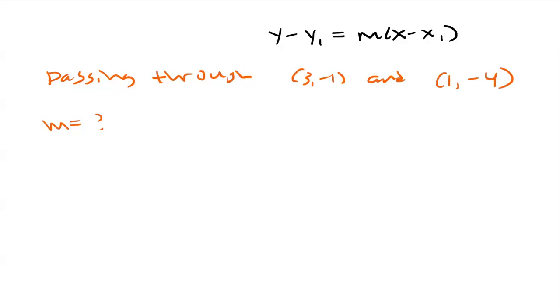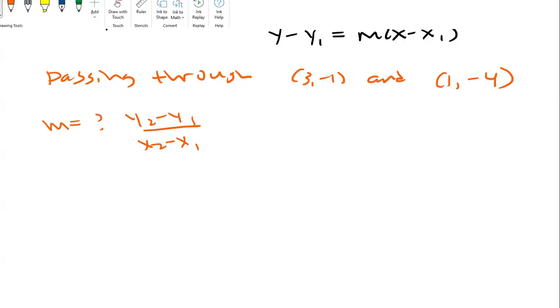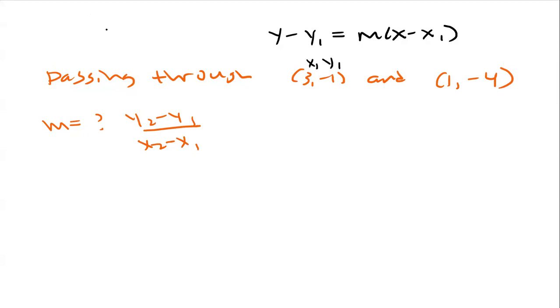Okay, so remember the slope formula is y2 minus y1 over x2 minus x1, right? That's the slope formula. So then we just need to plug in the numbers that they gave us. You can label this x1, y1, or you can label this x1, y1. It doesn't matter, okay? In the end, you'll get the same result. So let's label this x2, y2.